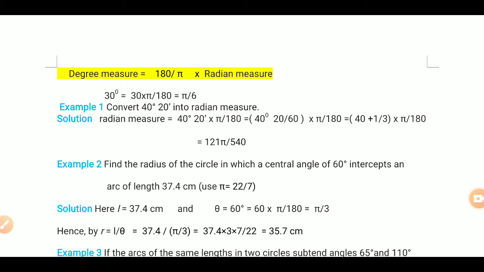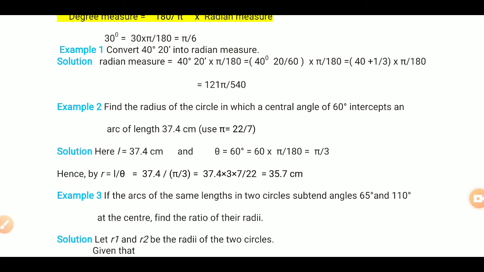Thus we get 40 plus 1 by 3, since 20 by 60 is 1 by 3, into pi by 180. Thus we get 121 pi by 540 radians.